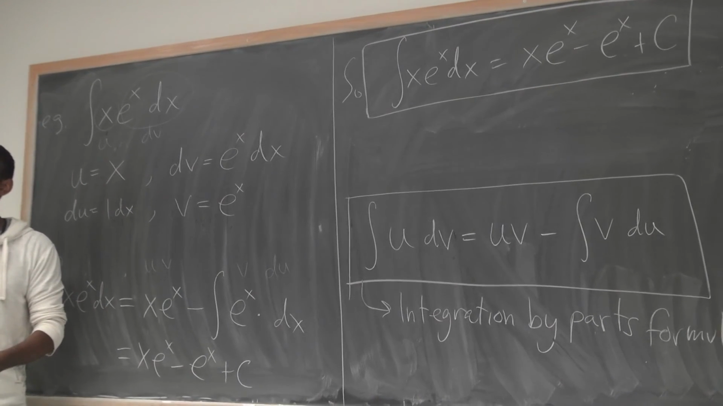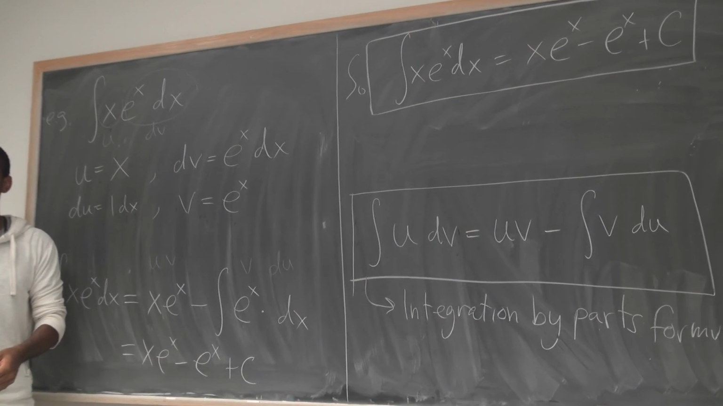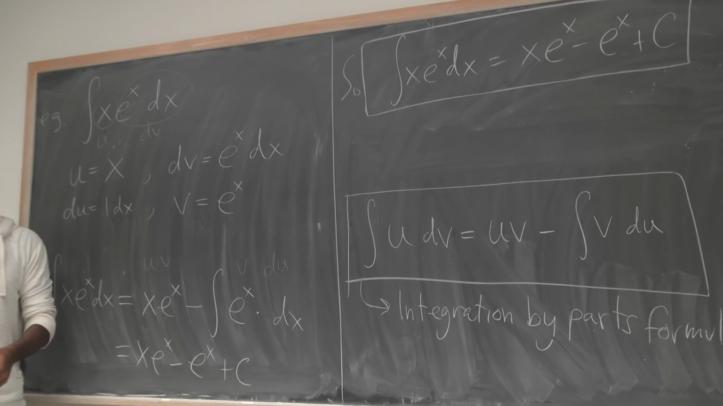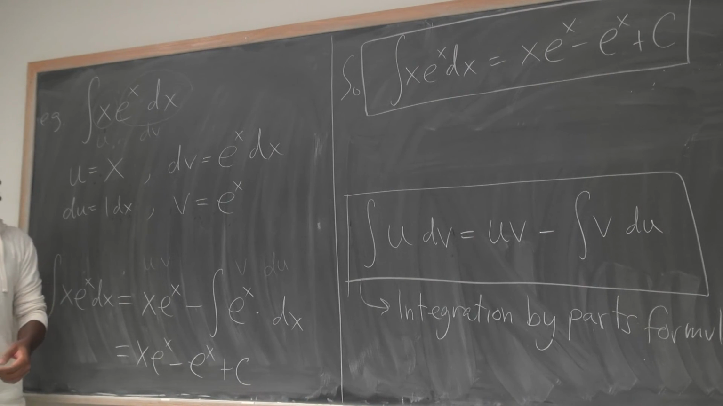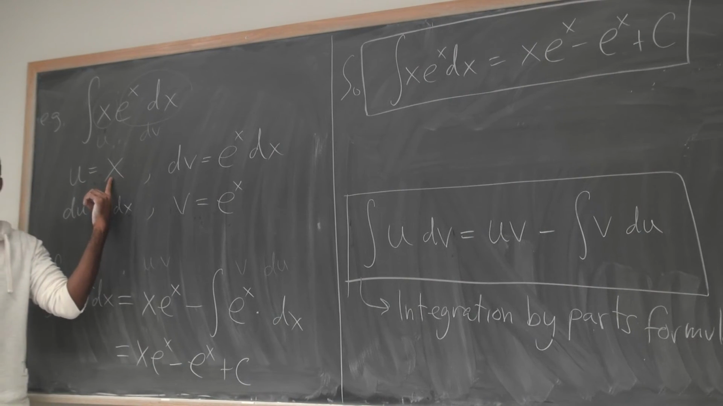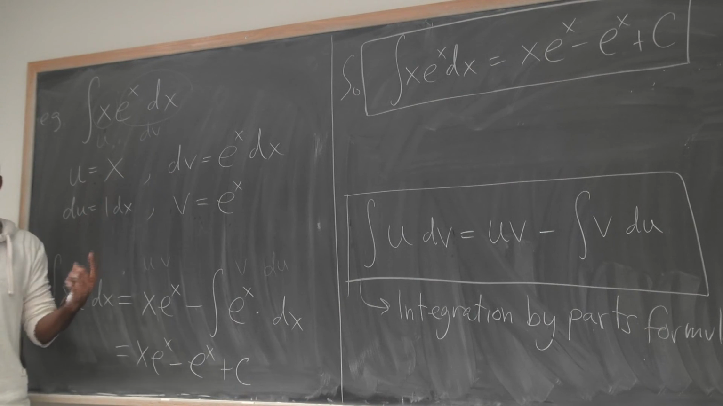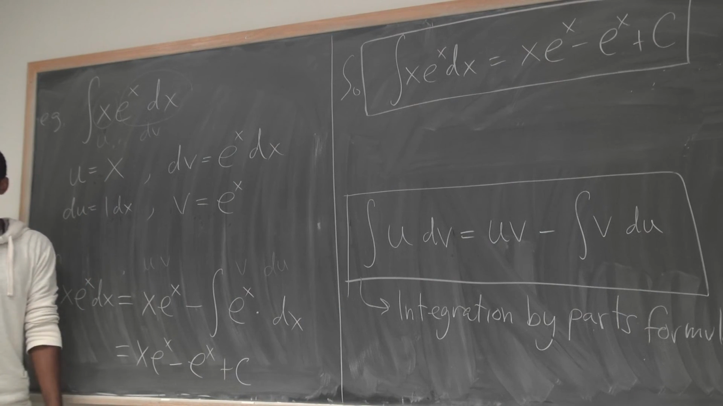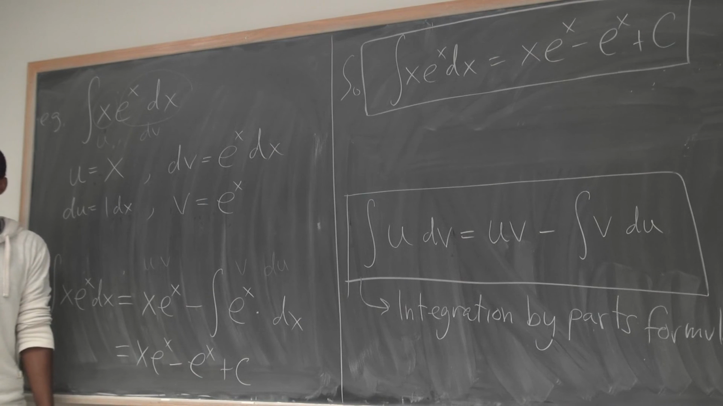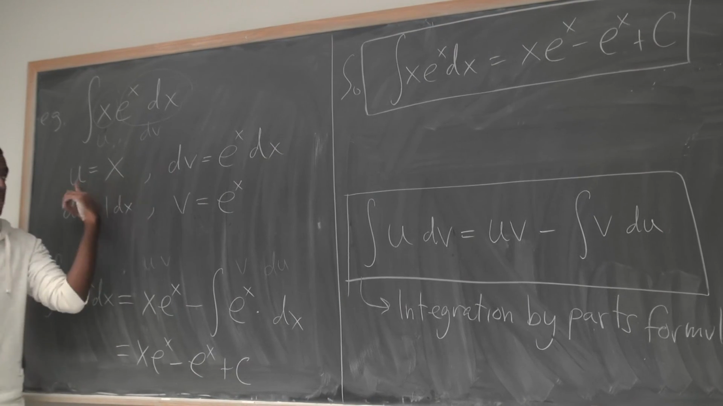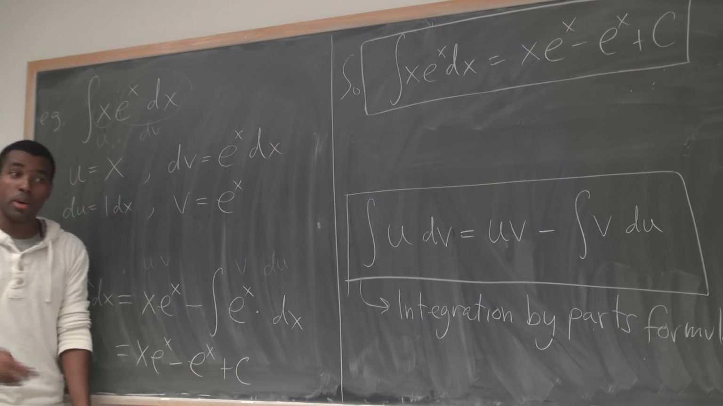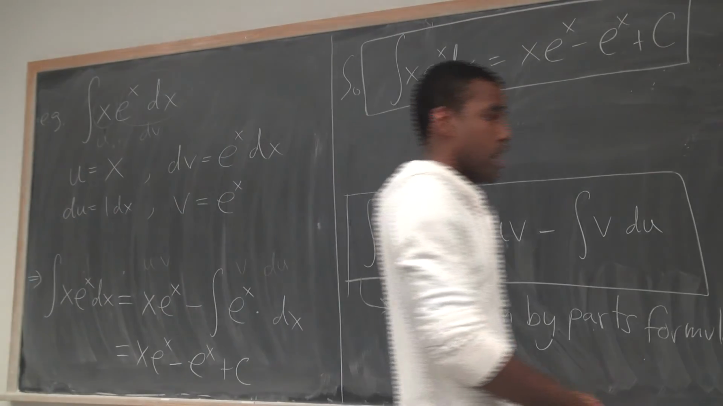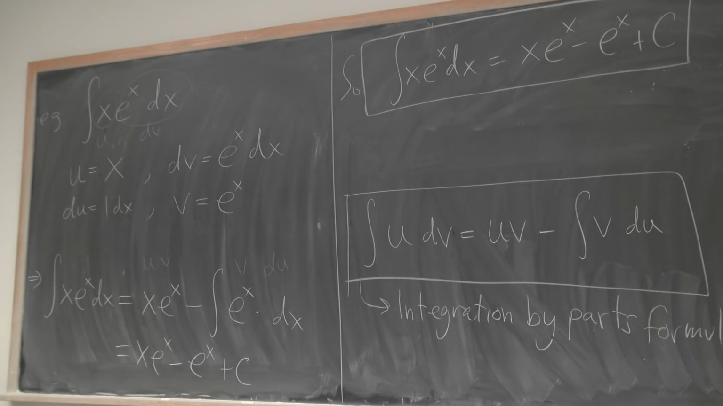If you switch them around, do you still get the same answer? What do you mean? Like you said, if I choose u to be e to the x? Yeah. Basically, no, I wouldn't get anywhere. I would get worse. Right? So there's a method to the madness of what to choose here. Next time I'll tell you how you choose, and we'll do some more examples. We'll stop there.